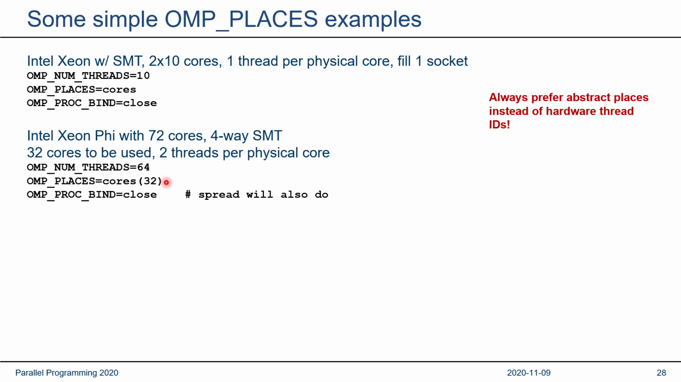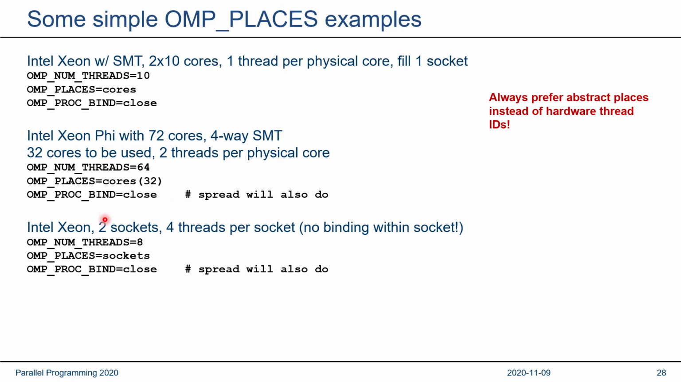The number of places should be 32, and 1 place should be 1 core. So I'm specifying this by saying cores and then as an argument 32. This restricts the whole placement mechanism to the first 32 cores in the system. And OMP_PROC_BIND should be close. Now, actually, in this particular example, spread will have the same effect because I'm using more threads than there are available places. And then the 2 behaviors will be the same if the number of threads is a multiple of the number of places.